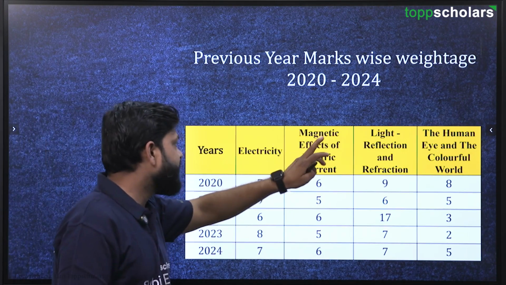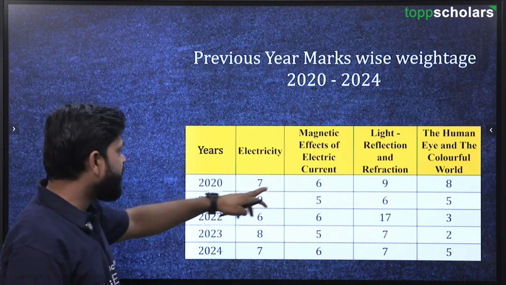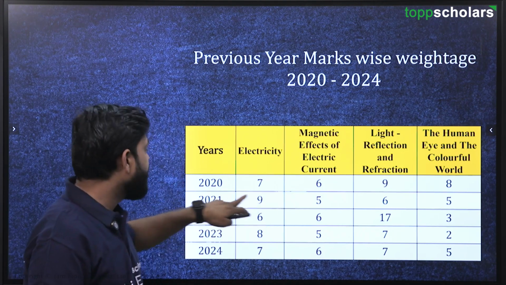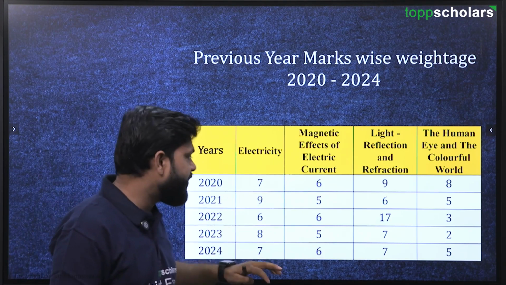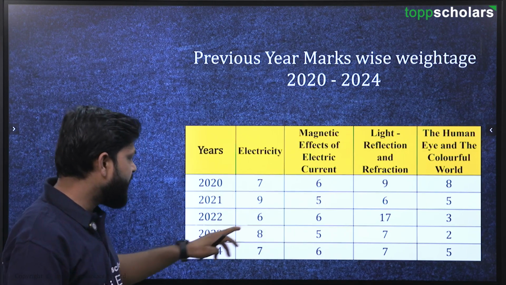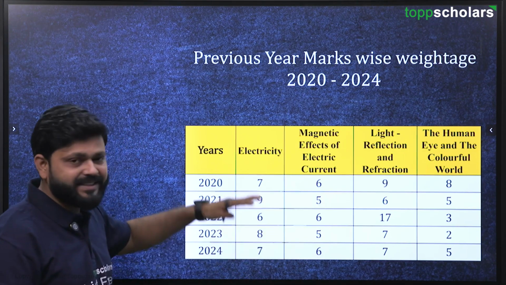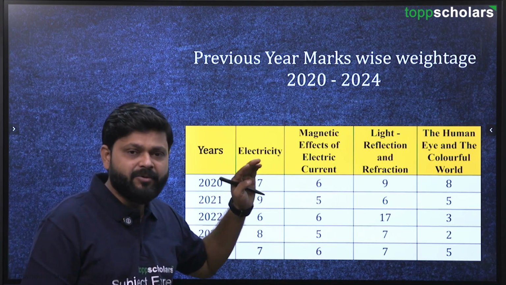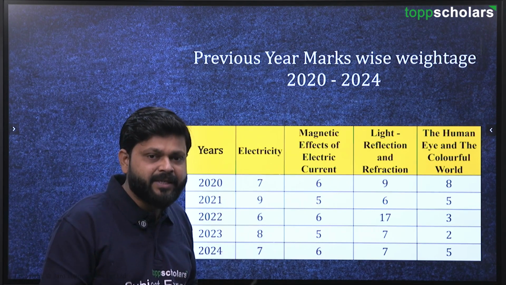And see here, magnetic effect of electric current: in 2020, 6 marks question came. 2021, 5 marks questions were there. And 2022, 6 marks questions were there. And 2023, 5. So you can analyze here how many questions are coming, or how many marks of each chapter they are containing, right?